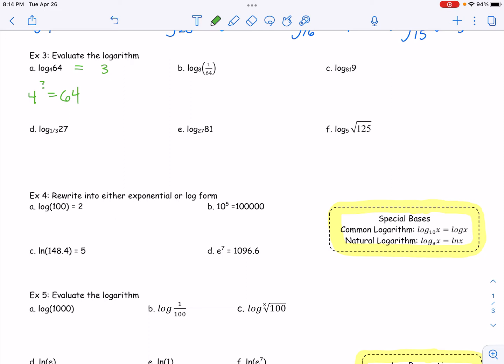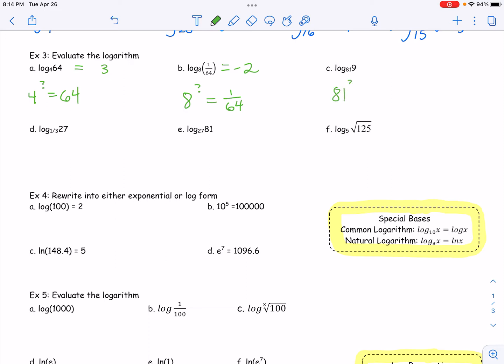Log base 8 of 1 over 64 is equal to what? Well, 8 to the what power equals 1 over 64? Think about what kind of exponent you raise 8 to get a fraction. A negative exponent. And then how do we get 64 from 8? We square it. So that's going to be negative 2.